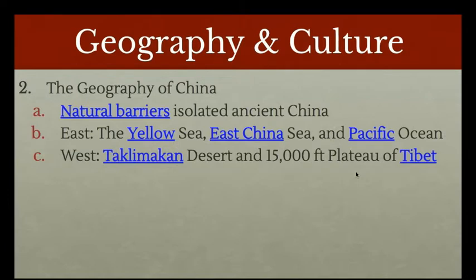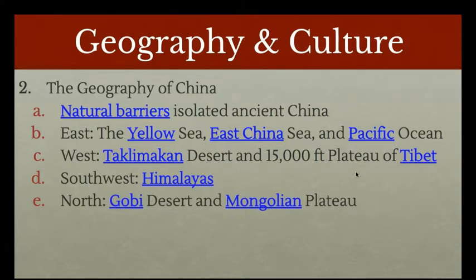To the west, you had the Taklamakan Desert and the 15,000-foot plateau of Tibet. Those things are going to make it very difficult to travel and trade out west. To the southwest, you have the Himalayas. I mean, they're the largest mountain range in the world. You have Mount Everest in the Himalaya mountains. So no armies crossing that. No traders in the ancient world are crossing the Himalayas to go do business with other countries. So that helps lock you in as well.